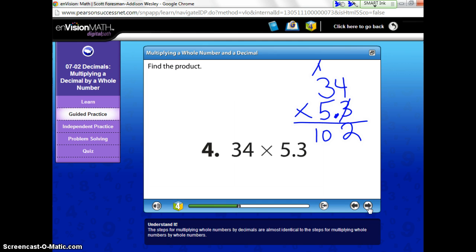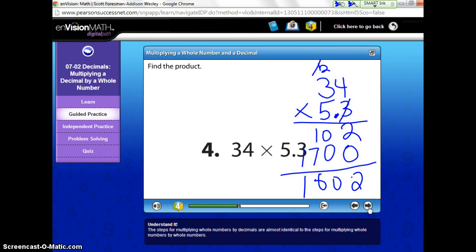5 times 4, 5 times 3. Help me out. Placeholder. Thank you, Will. 20. 5 times 3 is 15. Plus 2 is 17. Now I can add these all up, and I am set, right?